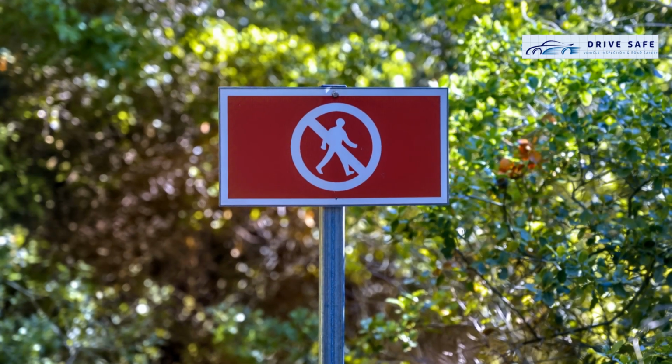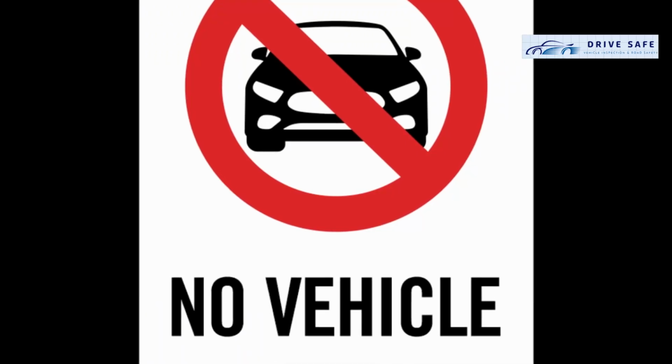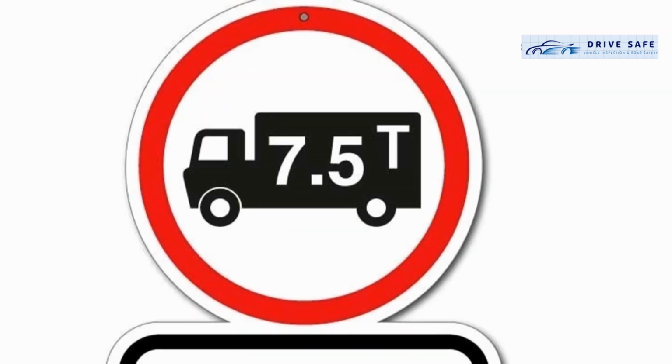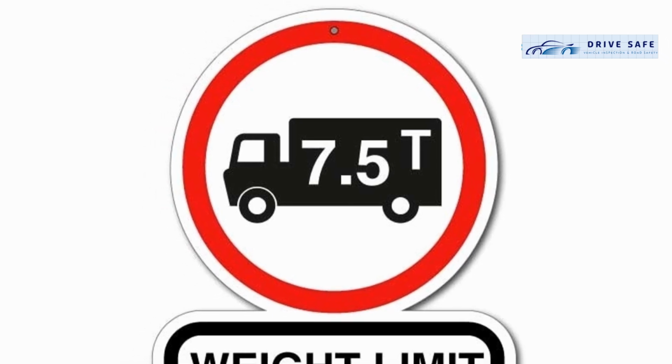No pedestrian entry sign indicates areas where pedestrians are not allowed. No vehicle entry sign prohibits vehicles from entering specific areas, often used in pedestrian zones. Weight limit sign restricts vehicles over a specified weight, such as 7.5 t.